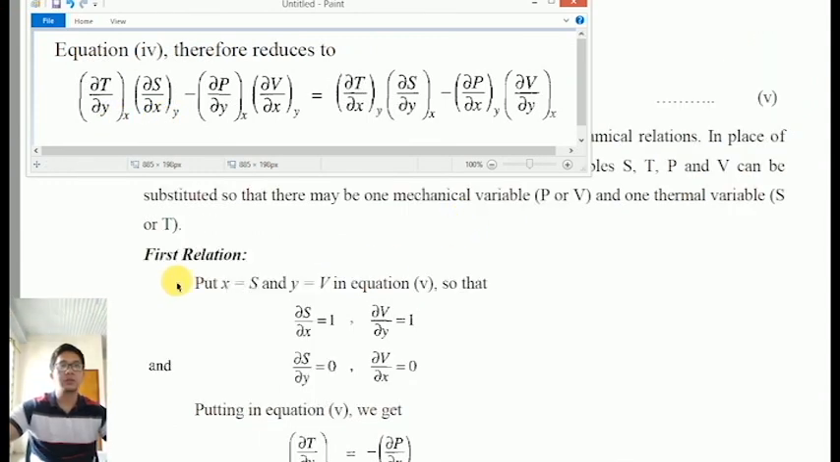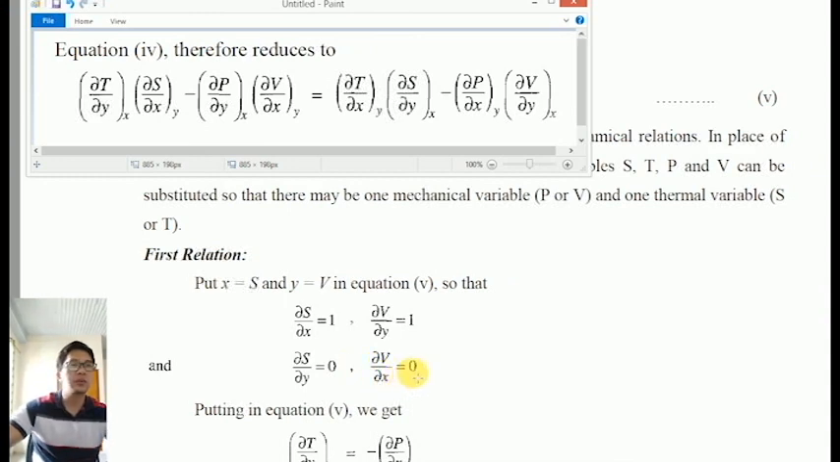For the first relation, we put x equal to S, y equal to V in equation 5. Now you see del S by del X. Since x equal to S, del S by del X means del S by del S, that is 1. Y equal to V, del V by del Y is del V by del V. Since y is equal to V, it is equal to 1. And del S by del Y equal to 0, del V by del X equal to 0.